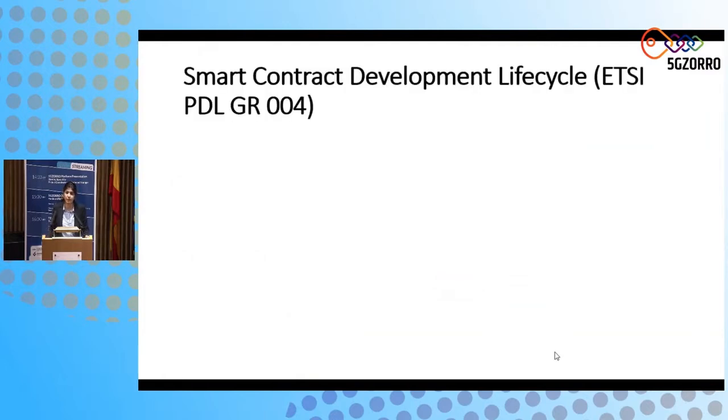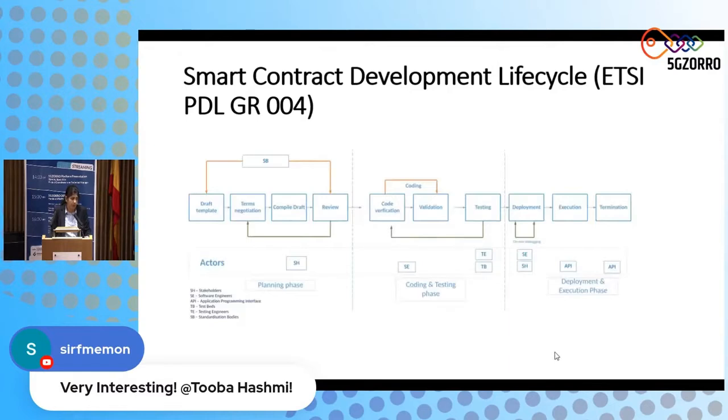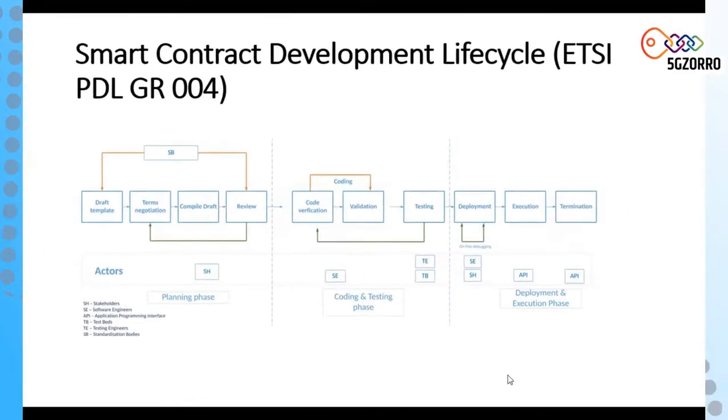So what have we done to mitigate those problems? We have worked really hard together with Diego in ETSI ISG PDL, permissioned distributed ledgers. We proposed a life cycle of a smart contract. We say that a smart contract should not be installed on a distributed ledger just like that. It has to go through a series of steps in order for us to mitigate the problems smart contracts have inherited. And first of all is the template.